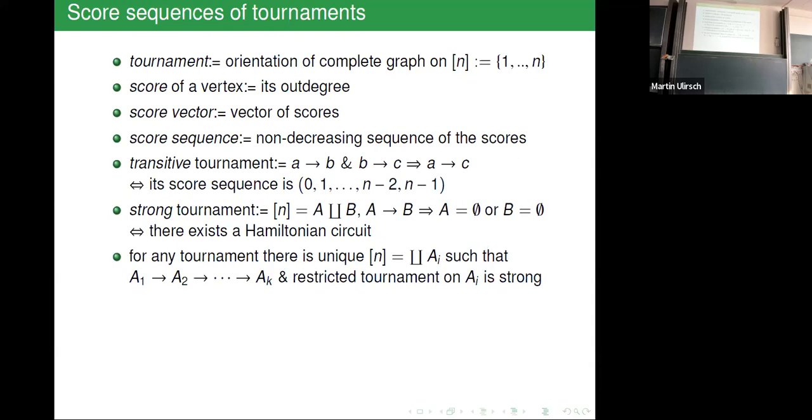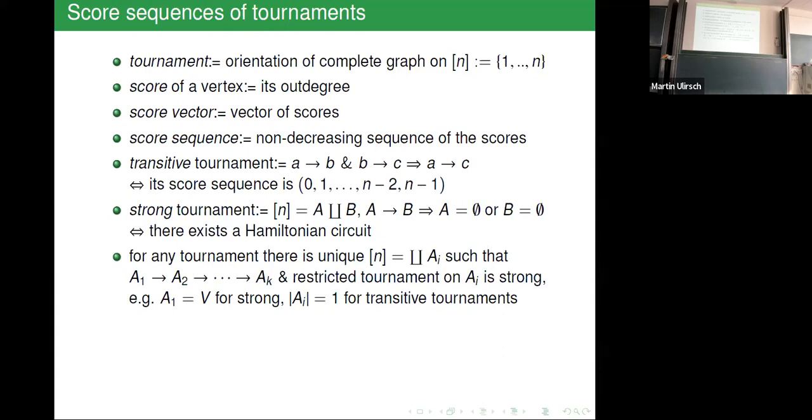Okay, so let me give you two examples of this. If the tournament is strong, then there is only one team doing this decomposition. If the tournament is transitive, then the singletons will satisfy this. So these are the two extremes.